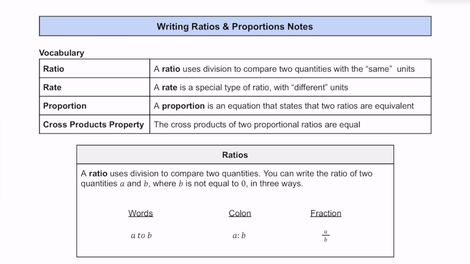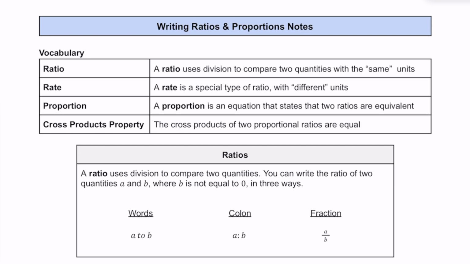A ratio is basically going to use division as the operation to compare two different quantities using similar or same units. As long as they're in the same category, I think with some practice, you'll see what I mean here. Then another type of ratio is a rate, but this one is a special type of ratio. This one is just talking about things with different units, and those will be a little more clear when we talk about examples as well.